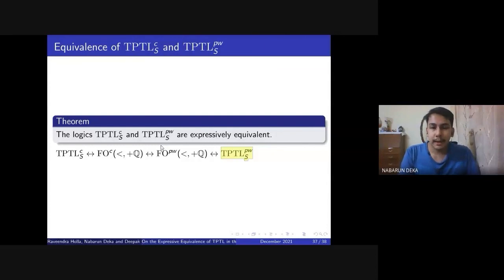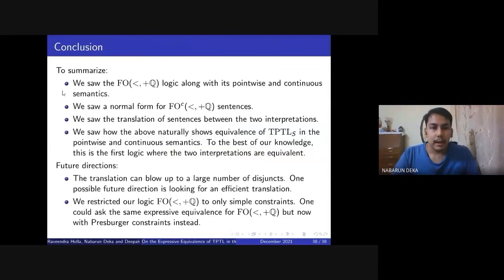This brings us to the end of the presentation. I'll quickly summarize what we did. So we started with the FO logic. We saw its pointwise and continuous semantics. We saw a normal form for it. We saw how to translate between the two interpretations. And we saw how this implies that TPTL with since is also equally expressive in its two semantics.